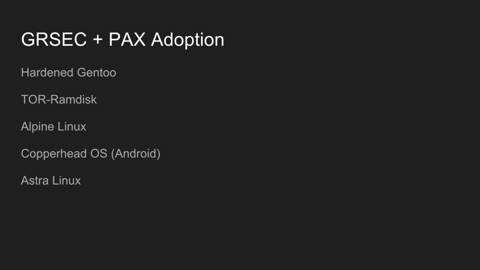GRSec and PaX have both been adopted together by default in Hardened Gentoo, Tor, Ramdisk, Alpine Linux, Copperhead OS, which is specifically just for mobile devices. It's an Android spinoff, one of the only hardened Android systems I know of, and Astra Linux. These are all worth mentioning. I mentioned Hardened Gentoo a lot because it's very well known, and they have a lot of innovations tested out on the cutting edge in that developer space.